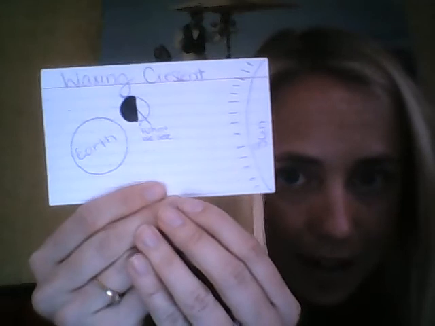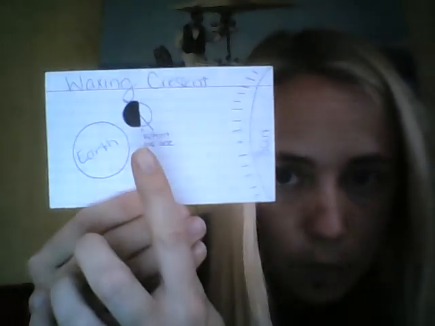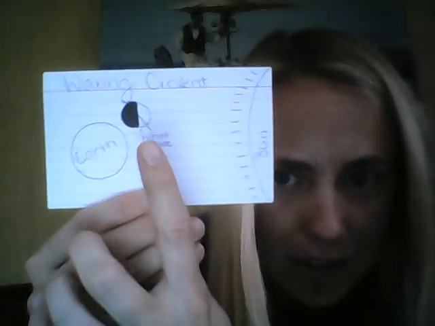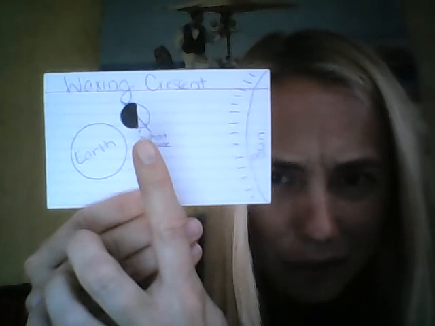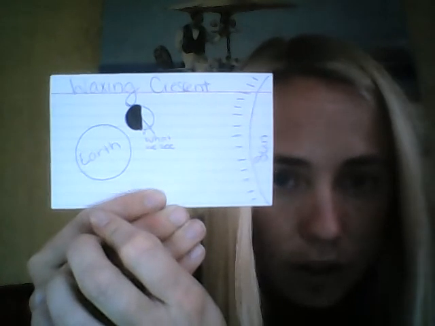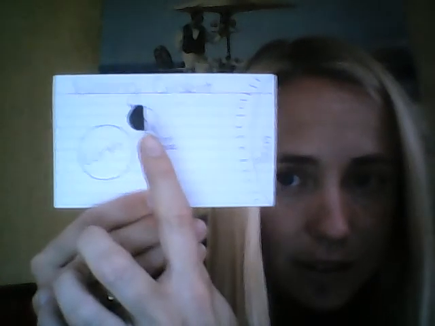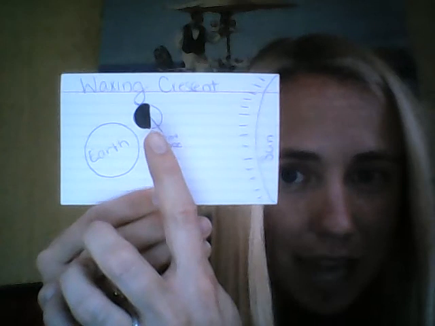The next phase in the phases of the moon is the waxing crescent. So here the moon has moved a little bit, and as you can see, the same amount of light is being shown. But I drew a line dividing the moon, showing what we see on Earth. So you see, we only see a little tiny piece of the moon's light. And as you can see, there is the same amount of darkness.